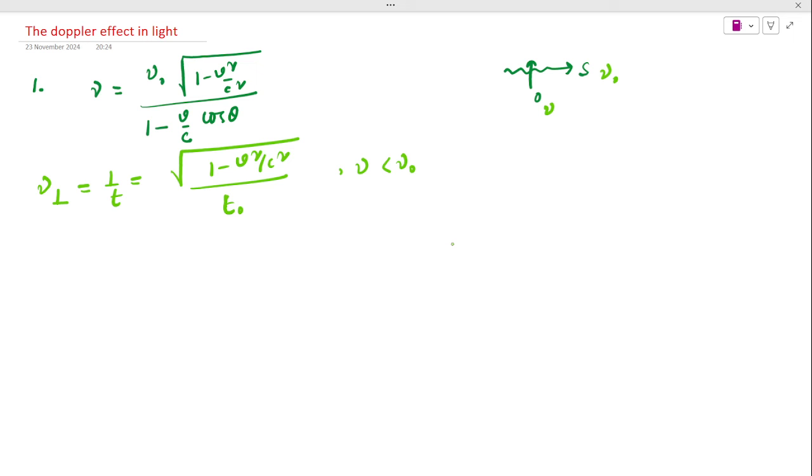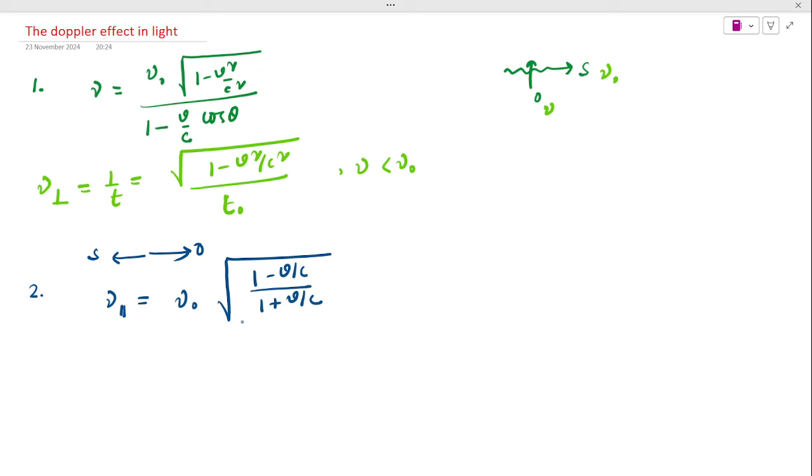So when observer and source are moving apart, the another condition, this would become ν parallel equals basically ν₀ root over 1 minus v/c divided by denominator 1 plus v/c. This formula is very important.